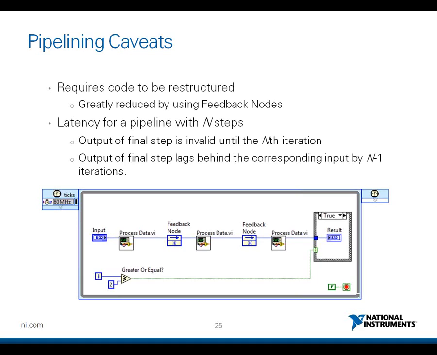So now we have the block diagram of the code that we had seen at the start of this presentation, and below that we have a block diagram where we have implemented pipelining using a feedback node. As discussed in the previous slide, the above block diagram shows a pipeline with 3 steps. Therefore, the result of the final step is invalid until the third loop iteration, that is I equal to 2, and the output of each valid loop iteration lags behind its corresponding input by 2 iterations.